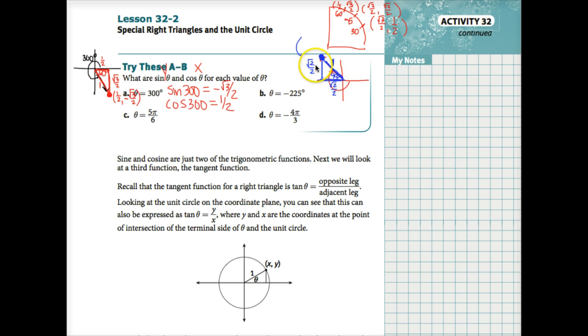So distances, when I label the triangle, are always positive. But for the ordered pair, I went left, so that's negative, negative radical 2 over 2. Up is positive, so that would be positive radical 2 over 2. So the sine is the positive one, oops, and I started to write cosine. Sine of negative 225 is going to be positive radical 2 over 2. And the cosine of negative 225 is going to be negative radical 2 over 2.